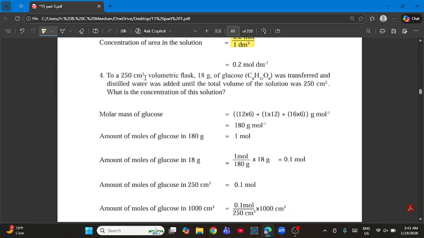To a 250 milliliter cubic centimeter volumetric flask, 18 gram of glucose is added. Transfer distilled water for the added until the total volume of the solution was 250.